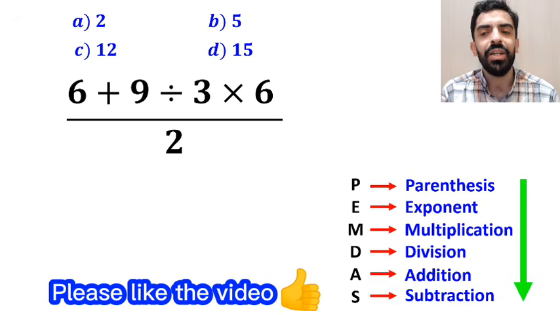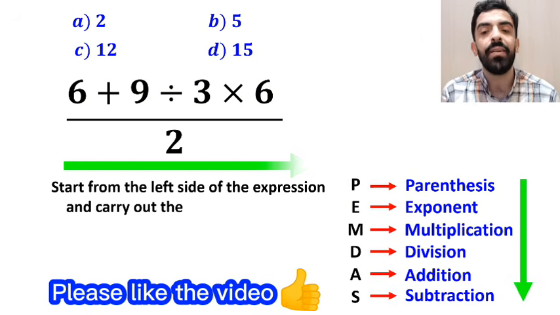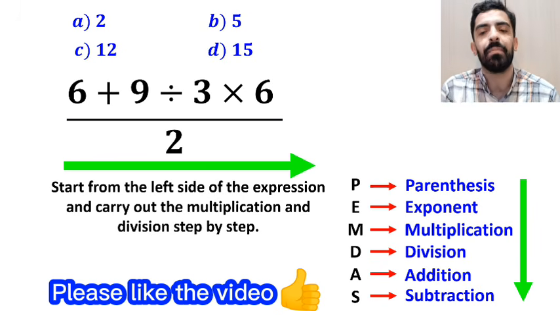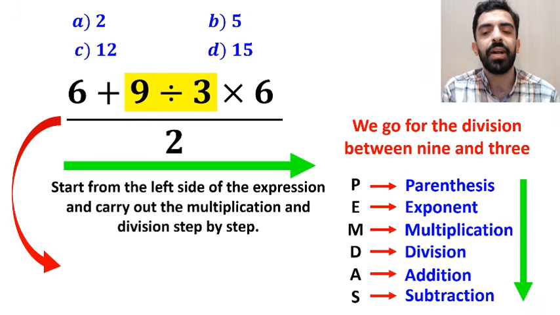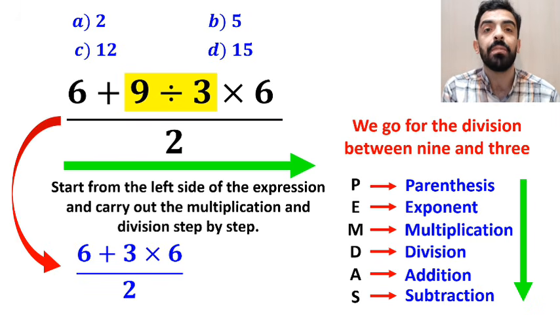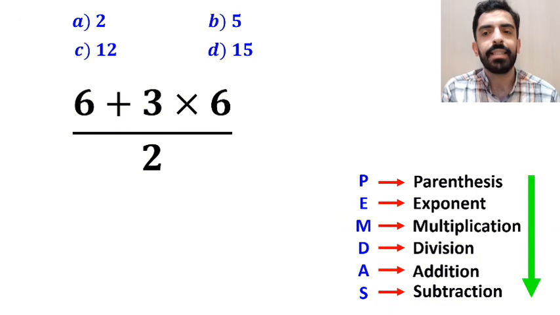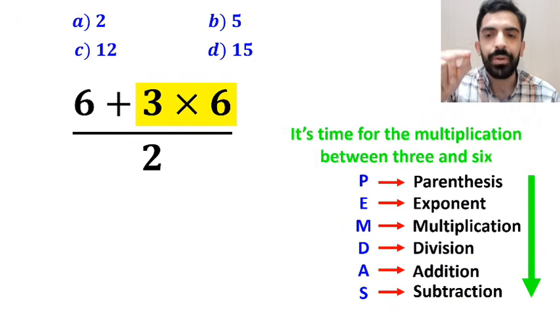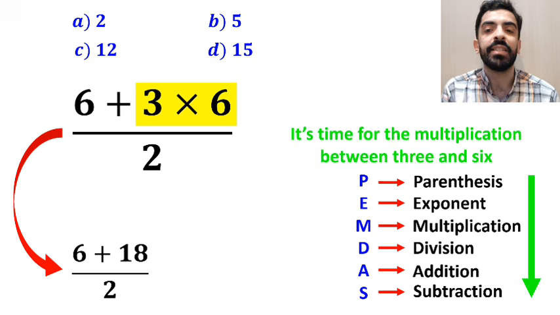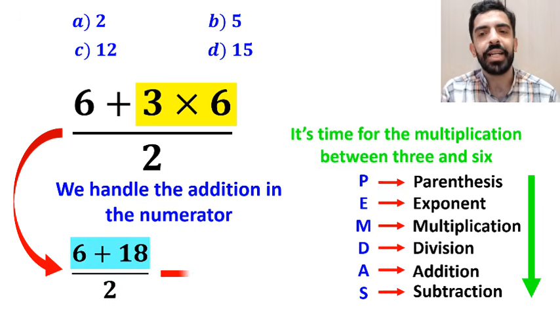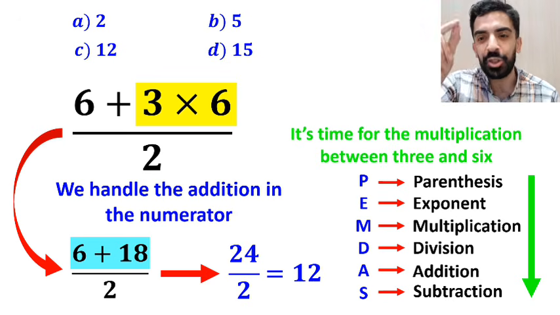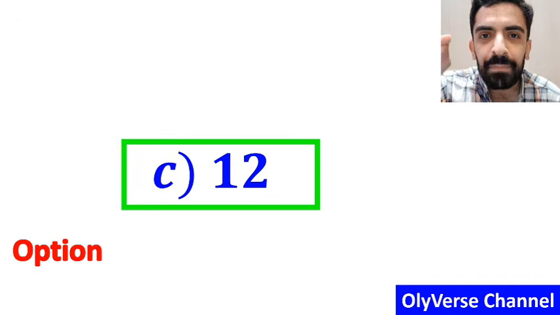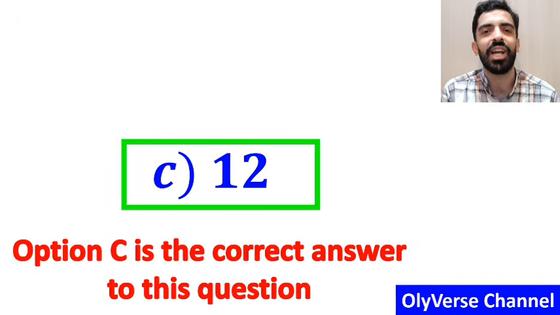In this case, the best thing to do is to start from the left side of the expression and carry out the multiplication and division step by step. So, first we go for the division between 9 and 3, and we can write the whole expression as 6 plus 3 times 6 over 2. In the next step, it's time for the multiplication between 3 and 6, which simplifies this expression to 6 plus 18 over 2. Finally, we handle the addition in the numerator, simplifying this expression to 24 over 2, which ultimately gives us the answer 12. That's great. Option C is the correct answer to this question.